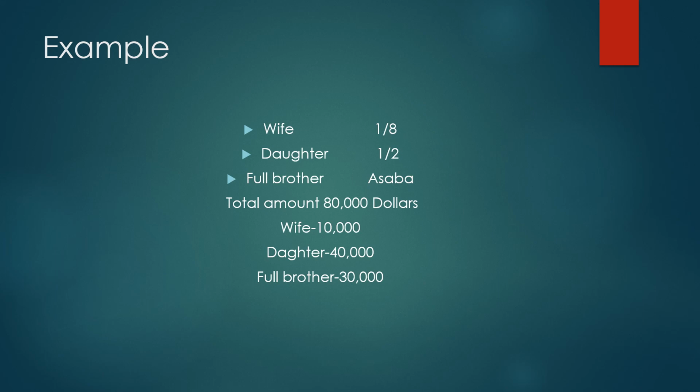We just counted him in the previous list. You can go back and check. So here, for example, the total amount is $80,000. The wife will get 1/8, that is 10,000. The daughter will get 1/2, that is half of 80, 40,000. The full brother will be the asaba, meaning all the remaining money will go to this man, 30,000, because he is asaba, and the rest of them, these two people, are the heirs of fixed share.